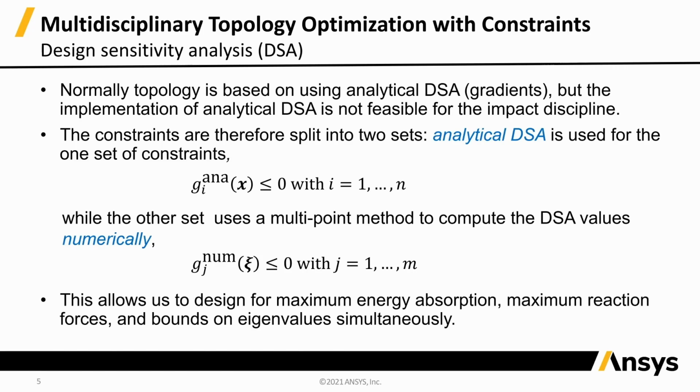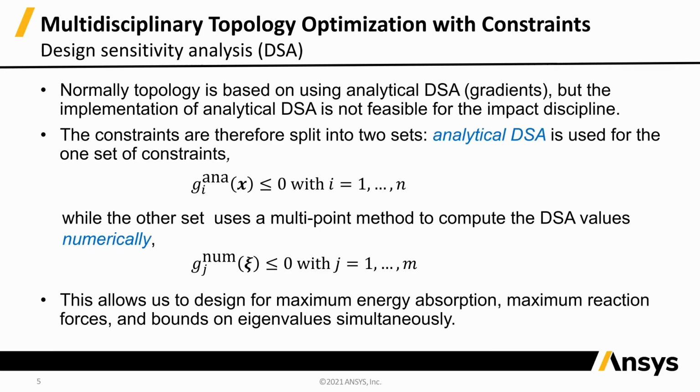So historically and typically, this was for topology optimization. This is done using analytical DSA, where you just get the formula and implement it into the finite element solver, and then you use that in your optimization. Unfortunately, this is not practical for crash optimization to implement into the code. It will run too long. It will create many problems.